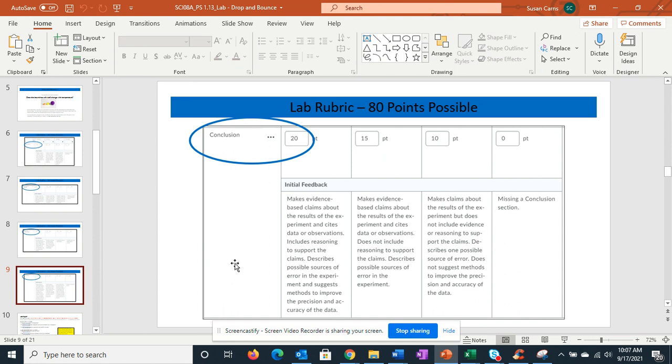All right, so that's the rubric. It's worth 80 points. Let's move forward to the next part of the lesson.